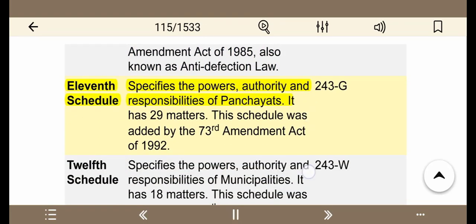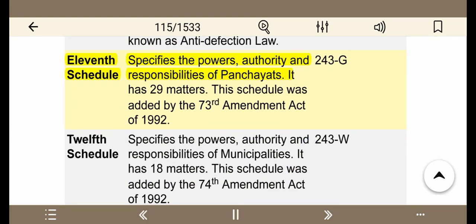11th Schedule specifies the powers, authority and responsibilities of panchayats. It has 29 matters. This schedule was added by the 73rd Amendment Act of 1992. 243G. 12th Schedule specifies the powers, authority and responsibilities of municipalities. It has 18 matters. This schedule was added by the 74th Amendment Act of 1992.